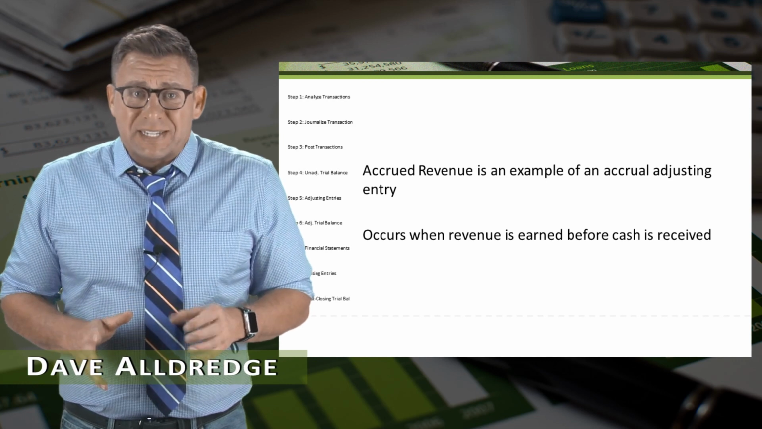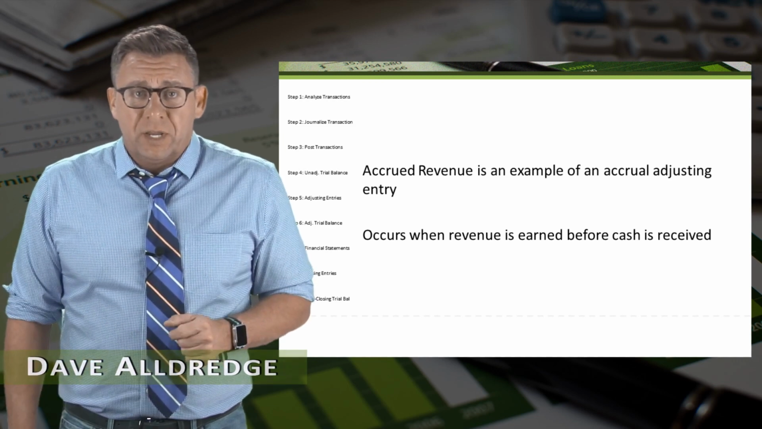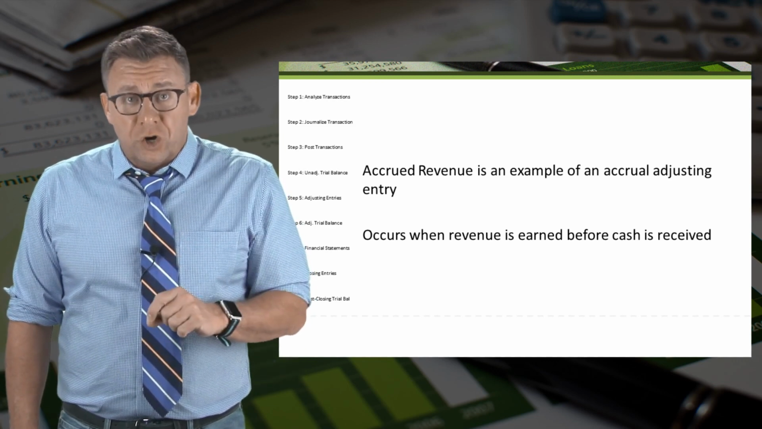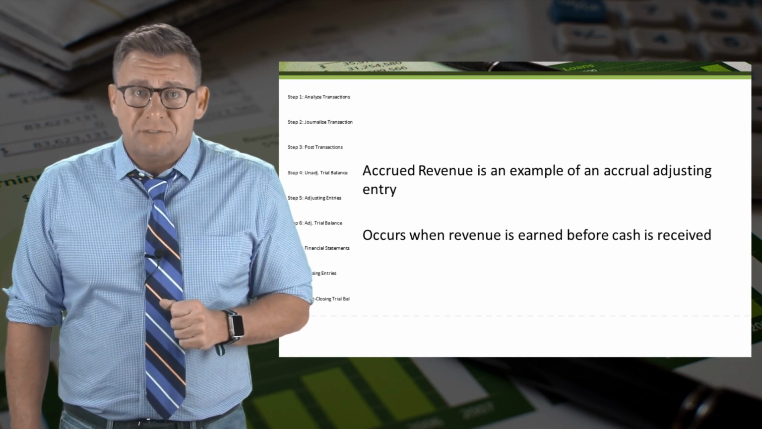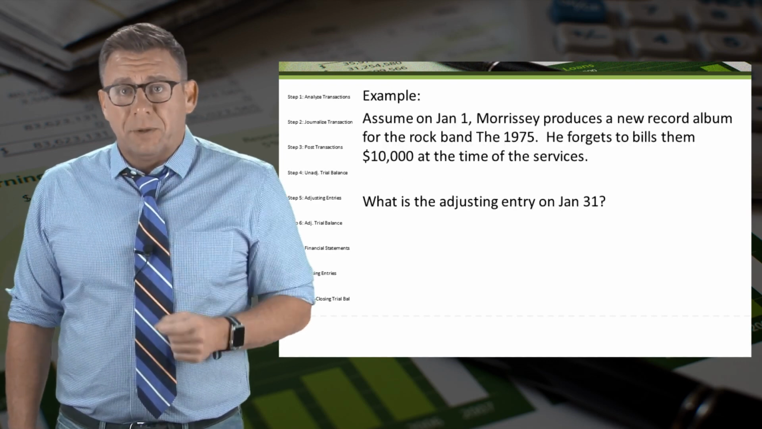Accrued revenue is an example of an accrual adjusting entry. It occurs when revenue is earned before the cash is received. Let's look at this example.